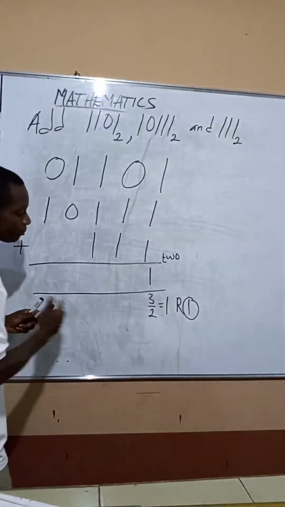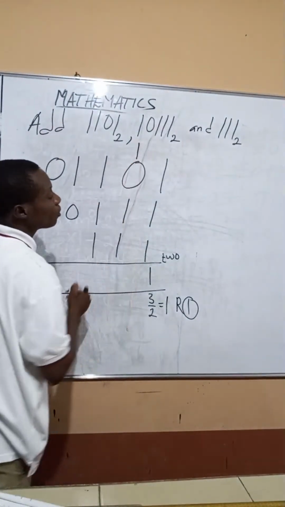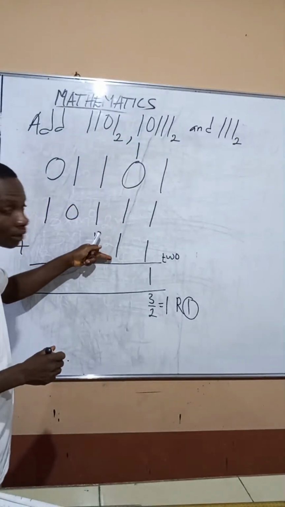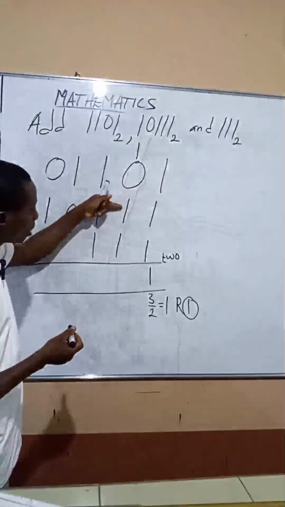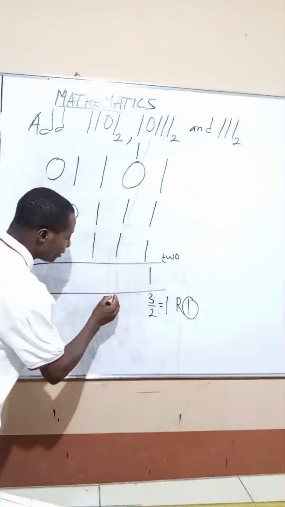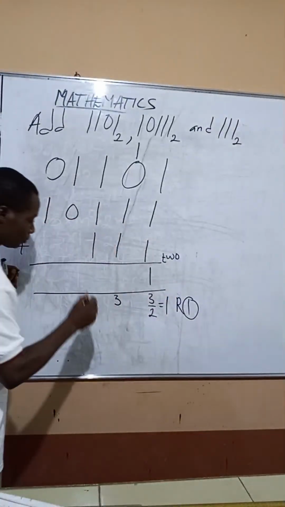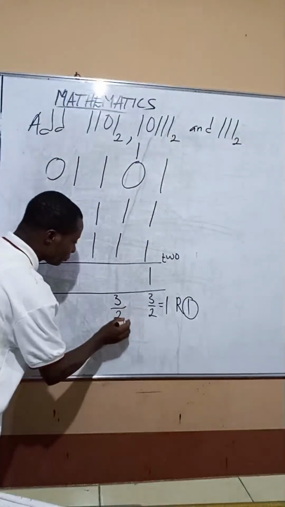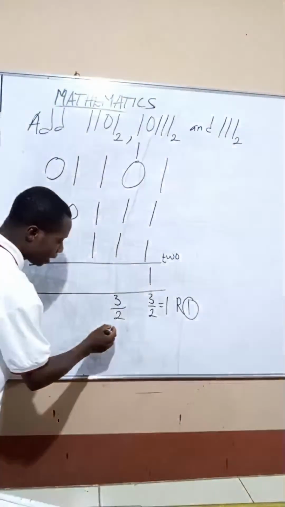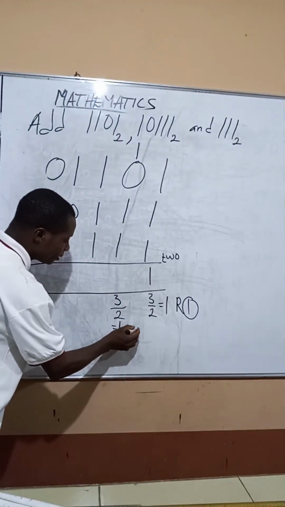Then this other one that is left here, come and put it at the next column. Then add it again. If you add it together, 1 plus 1 plus 1 will give us 3 again. So you are going to write 3 again here. Then divide it by this 2. If you divide by 2, what are we going to get? Still the same, right? We are going to have 1 remainder 1.